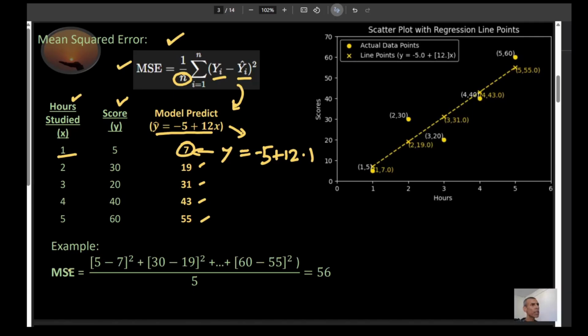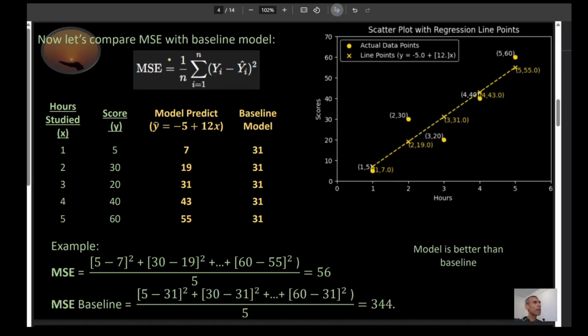Okay, now we calculate our MSE. MSE in this case is going to be equal to your actual score, which is 5 minus 7 squared, plus 30 minus 19 squared, this term right here, plus 20 minus 31 squared, plus 40 minus 43 squared, plus 60 minus 55 squared, all the way up to here. And then at the end, you divide by 5, and the answer will come out to be 56. So this is my mean squared error for this particular model.